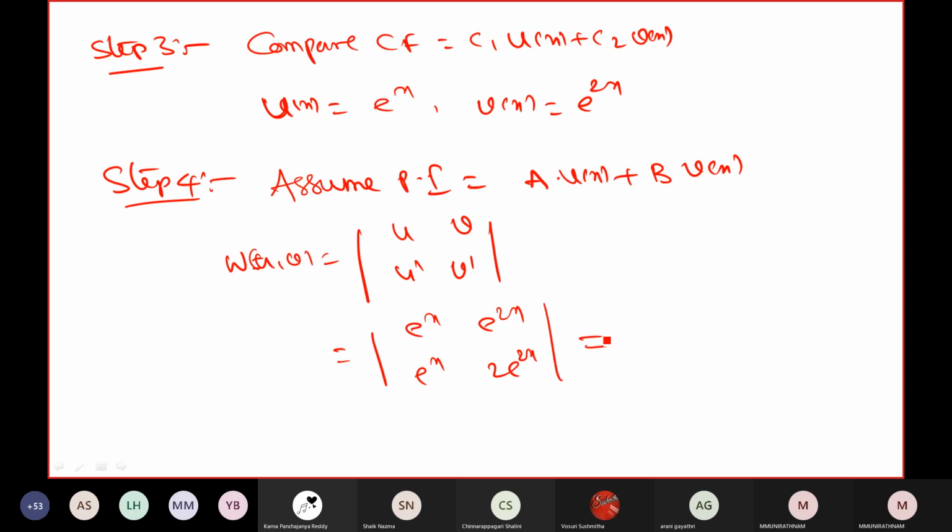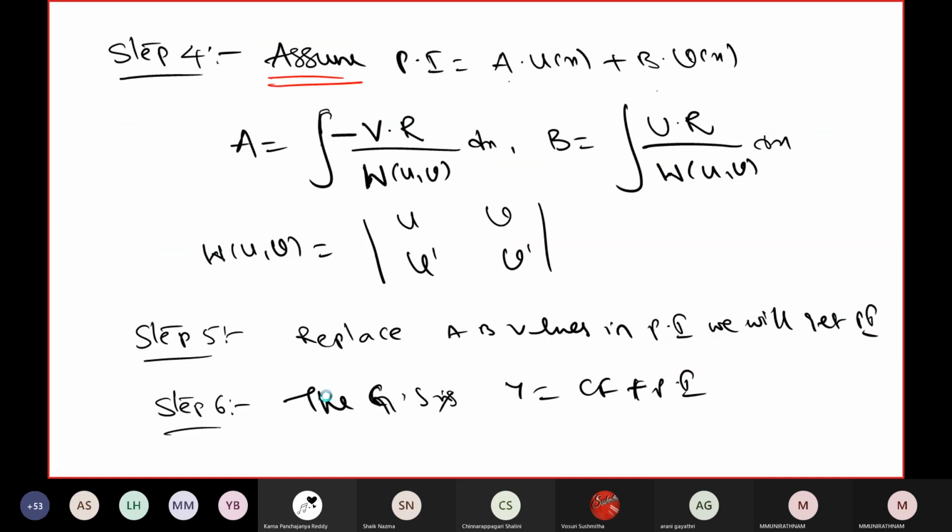On multiplying, you know the determinant is AD minus BC. So this always exists whenever the Wronskian is non-zero. You can write it down: the Wronskian must be non-zero, not equal to 0. If the Wronskian is 0, it is invalid. It is invalid.